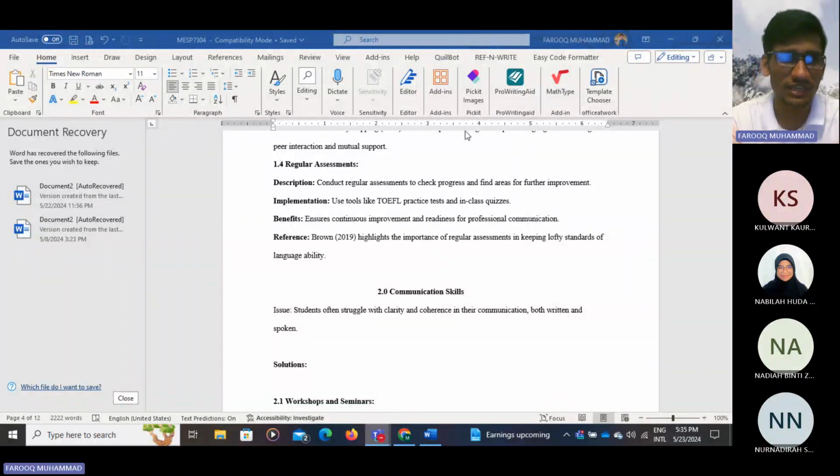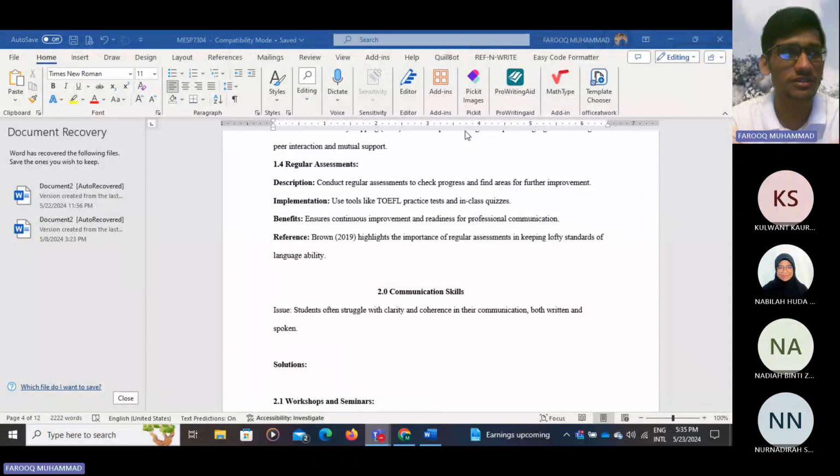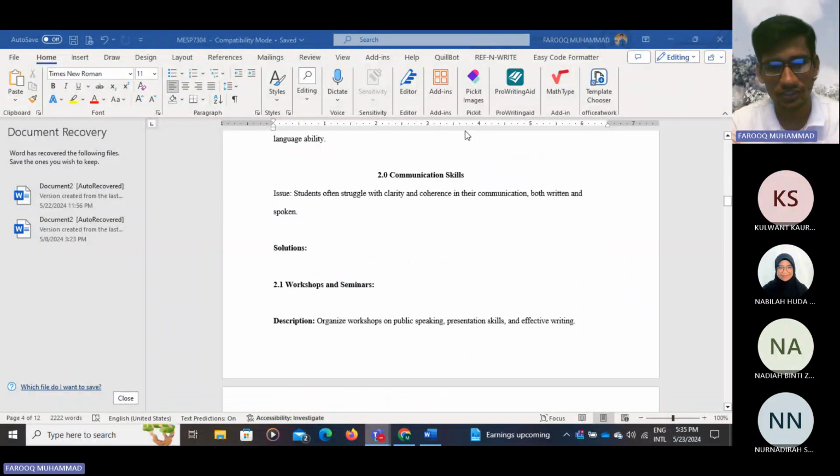For these solutions, you can have a very good English vocabulary. You can have very good practice. You can have a very good mentor for the need. You can go for the need analysis. You can go for the task-based learning. Besides this, now we will go for the second issue, which could be communication skills. So here is an issue.